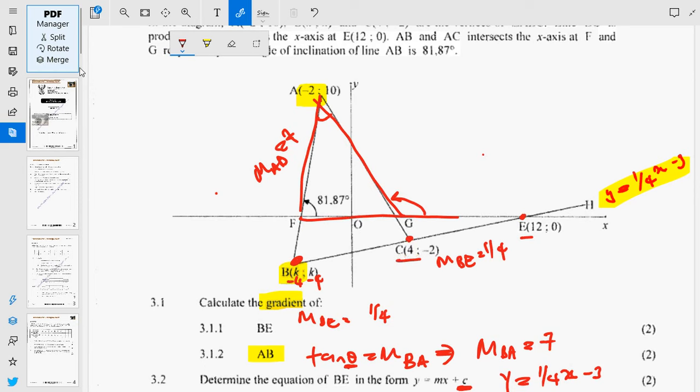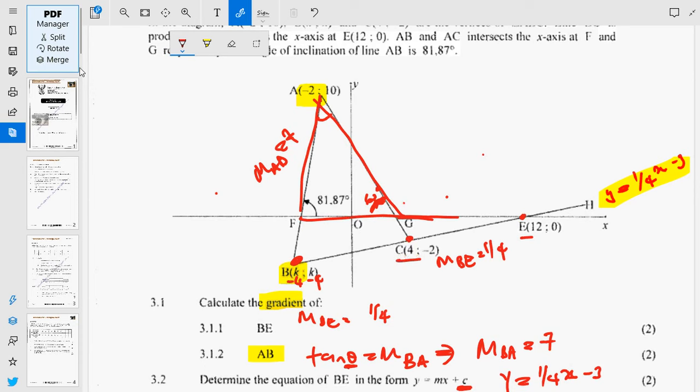Now, because the gradient is negative, when you use tan theta is equal to m, the angle you're going to get is this angle. So you still have to say 180 minus this angle. Be careful here, the angle that you're going to get is this angle here. But remember, we want to use the exterior angle here. So you're going to find out that this angle is 63.43. Then that means this angle here is 180 minus 63.43.